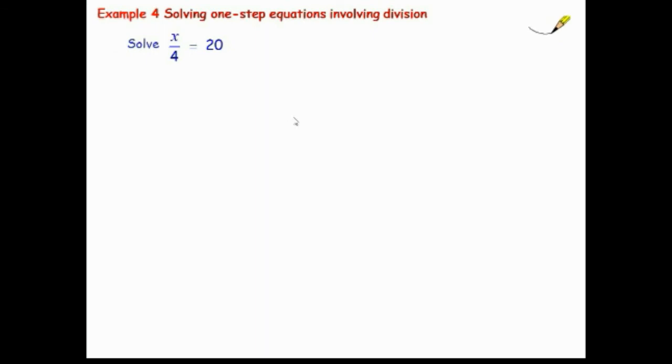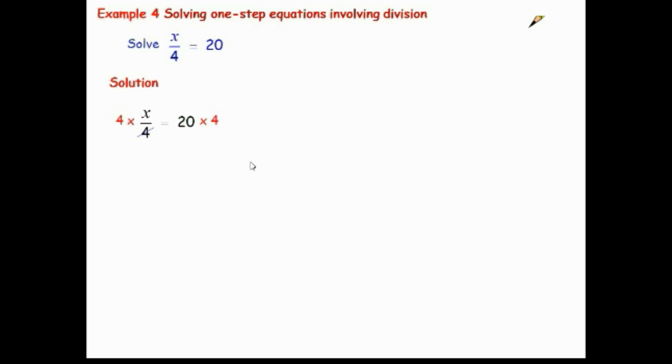The last one is division equation. x divided by 4 equals 20. So I need to know x equals what? But this divided by 4 is giving me trouble. I want to get rid of divided by 4. So I'll use the opposite of division, which is multiplication. So I multiply both sides by 4.